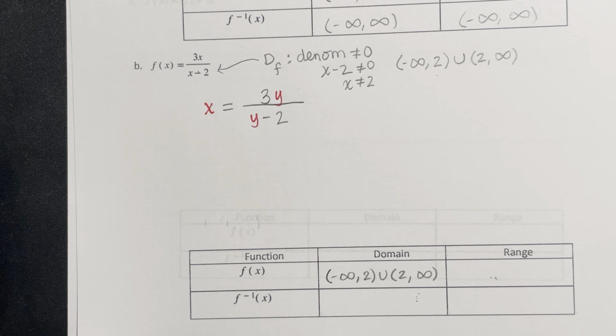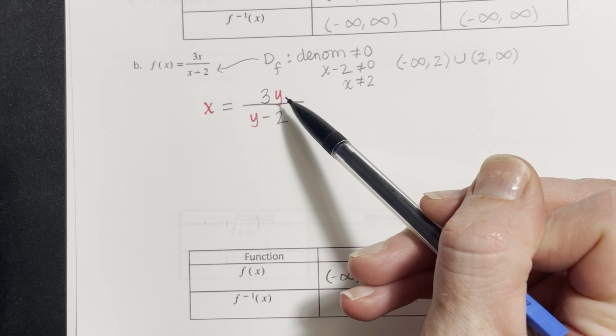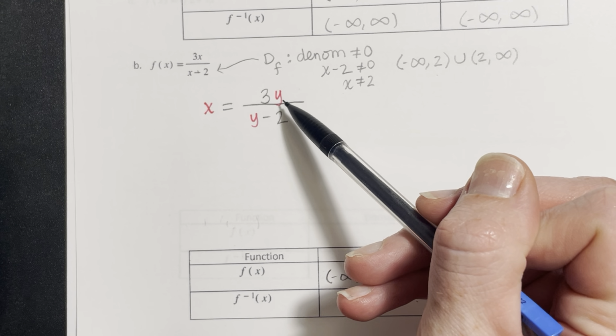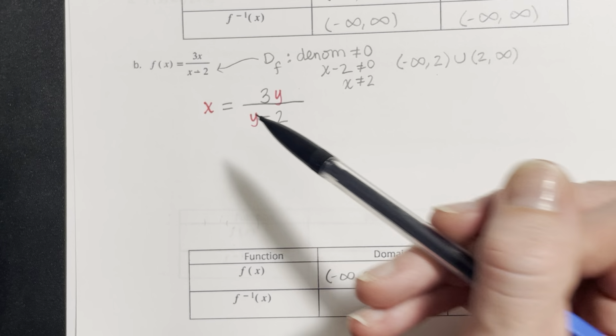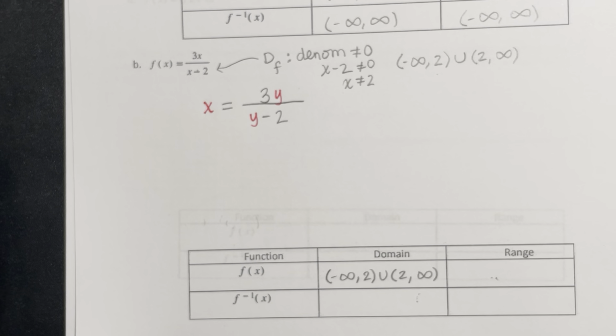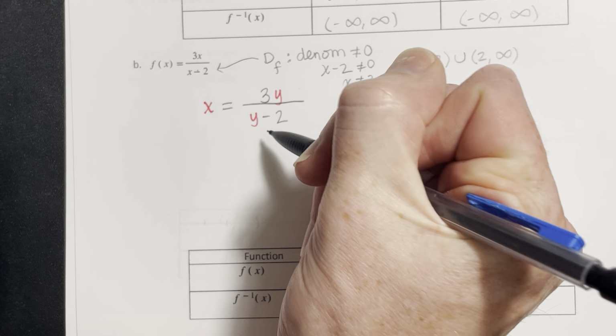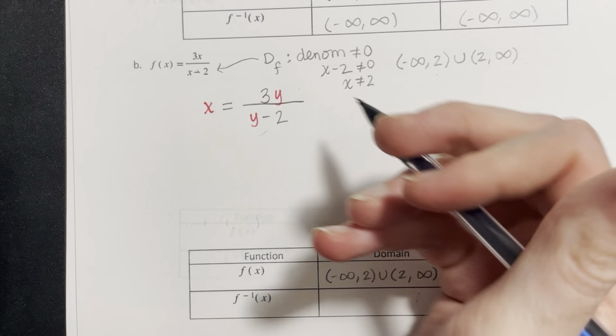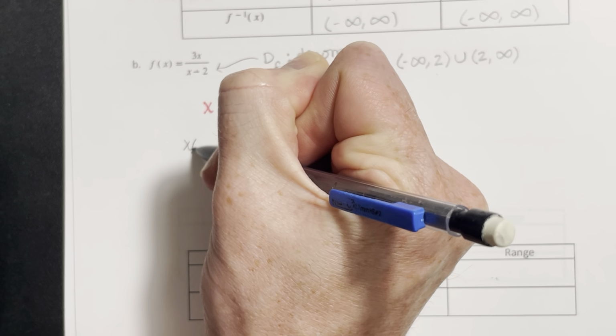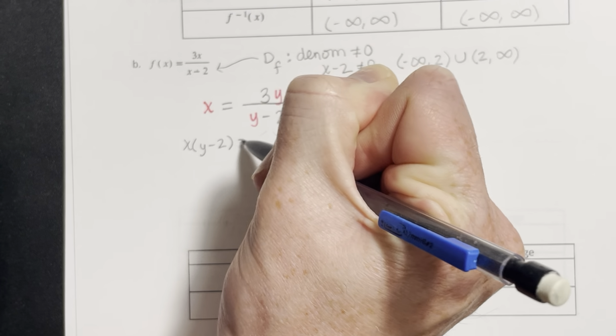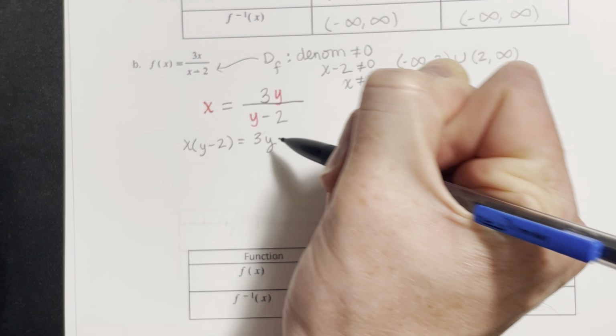And as we're solving this one, we notice that we have two y's that we need to solve for somehow. The y's are on top and bottom of a fraction, so we really just need to get out of that fraction. And we do that by multiplying our denominator over to the other side. So that would make that x times (y minus 2) is equal to 3y.